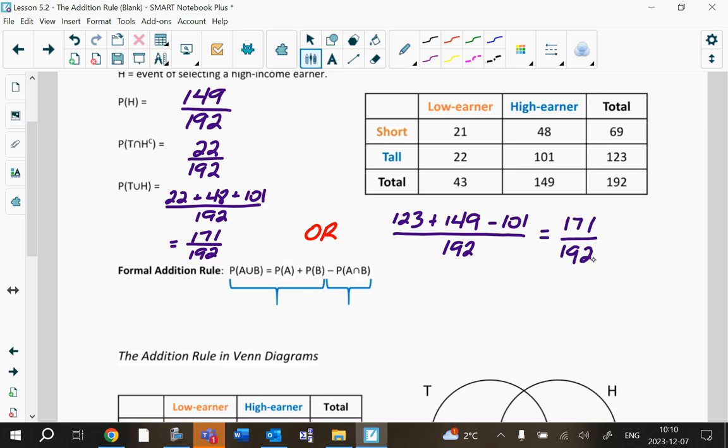And that actually leads us to this formula. To find the probability of one event or another event happening, you find the probability of the first, add the probability of the second, but you take away the probability that they happen together. Because when you add two together, you're always double counting the overlap. So you've got to take away one of those overlaps.